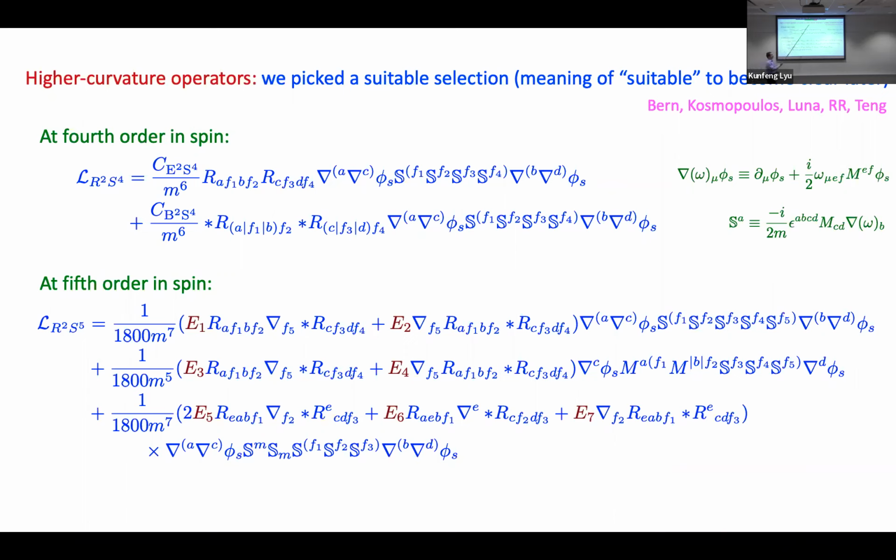There is a reason, which will hopefully become clear later on, why I picked these and not others. This is an expansion in 1 over m, though it doesn't have to be thought about this way. It's really about spin. I'm writing here terms with at least 4 spins, and then here I'm writing terms with at least 5 spins.